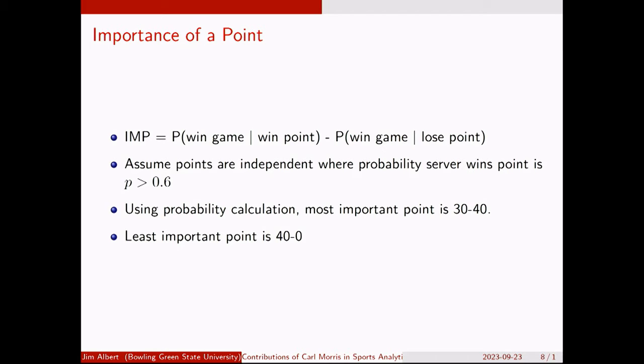And then what he did is he did a probability calculation where he assumed that the server has an advantage. Let's assume that the probability of the server winning a point is 0.6, which is a reasonable assumption. And then he just did a probability calculation. And what he found out was the most important point in a game is 30-40, which is 1 point behind for the server. That'd be the same as being advantage out. Okay, that's the most important point, and the least important point is 40-love.